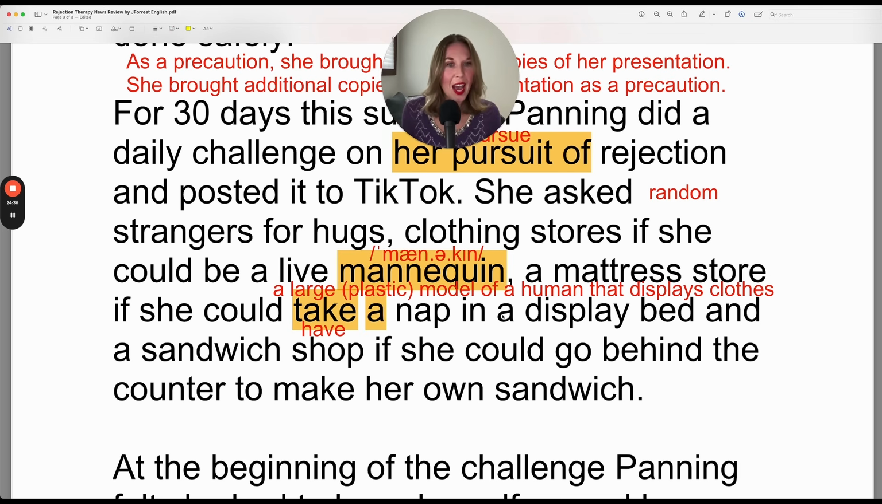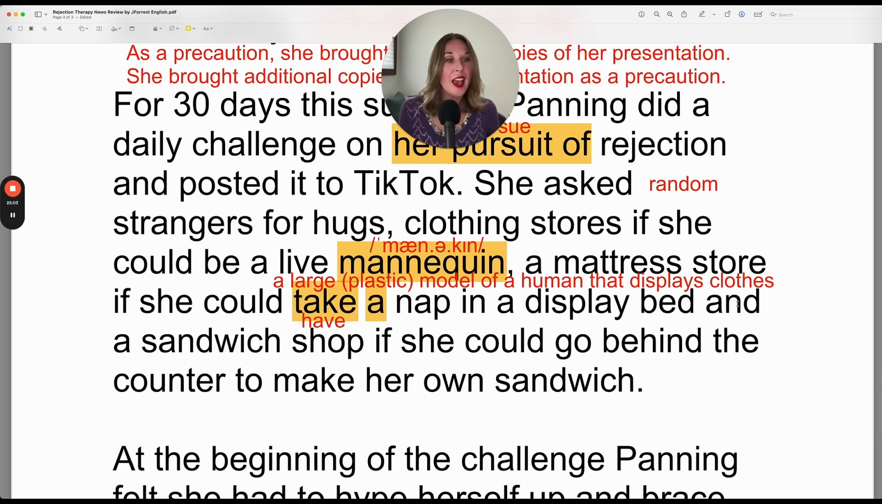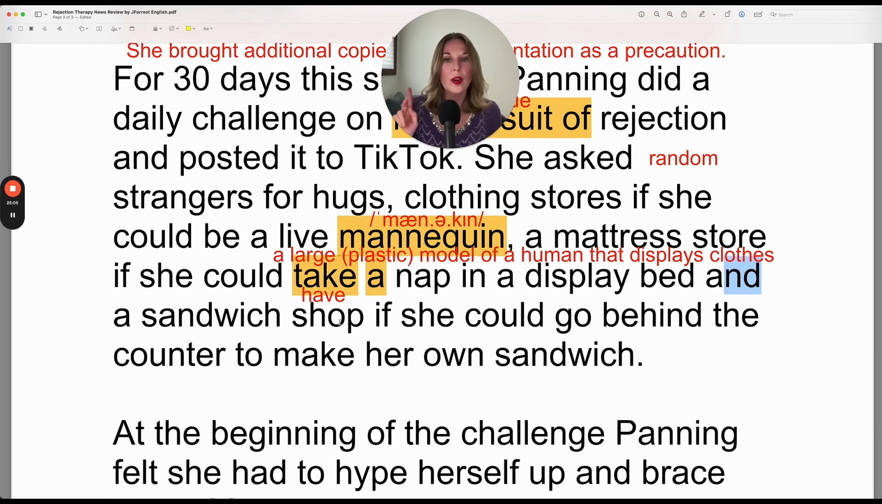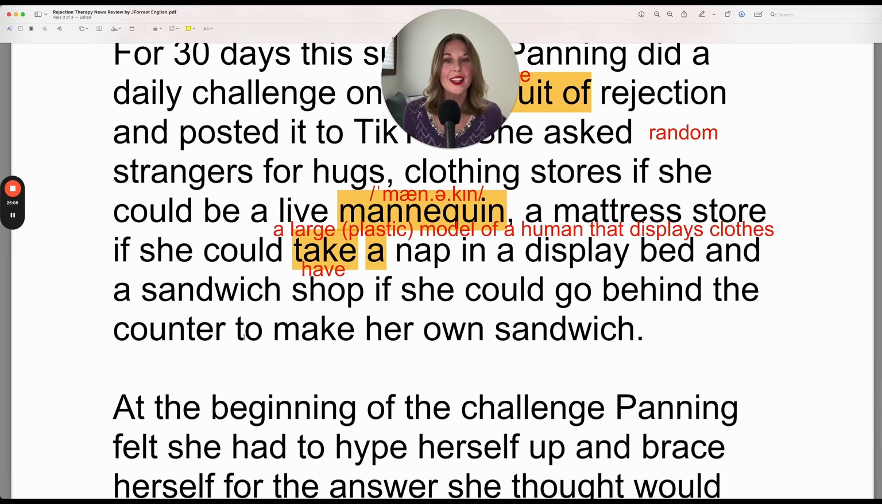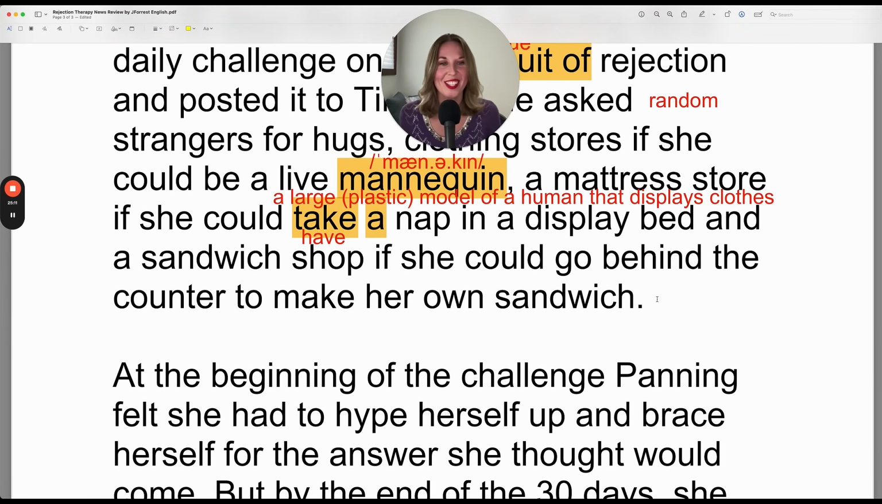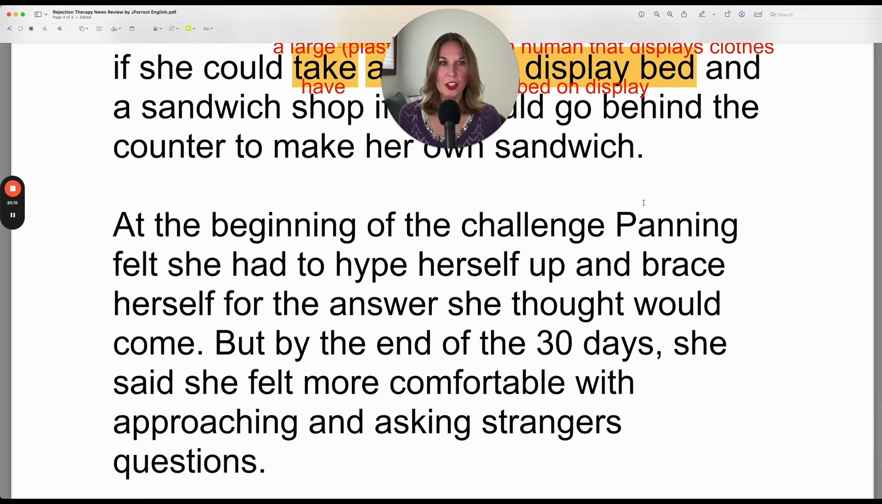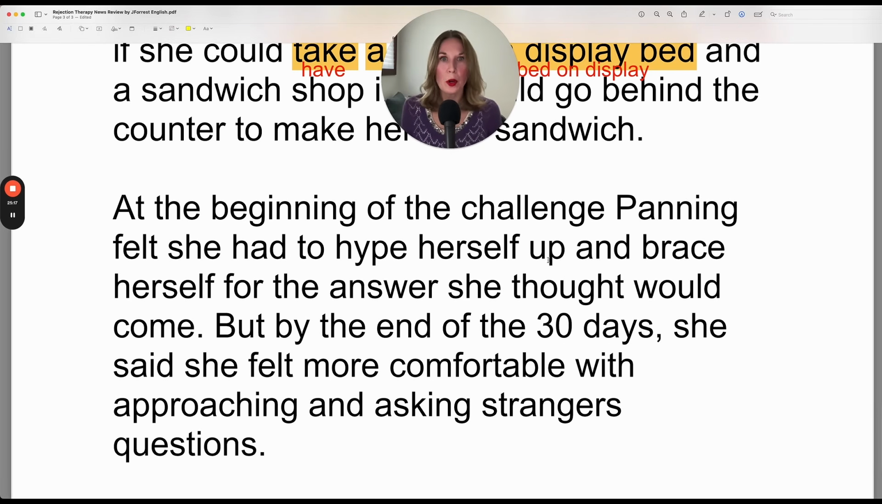If she could take a nap in a display bed, one of the beds that you see when you walk into the store, it's on display. So it's a display bed. Here, display functions as the adjective. You can say this bed is on display. It's available for anyone to see, to test. And she asked a sandwich shop if she could go behind the counter to make her own sandwich. At the beginning of the challenge, Panning felt she had to hype herself up.